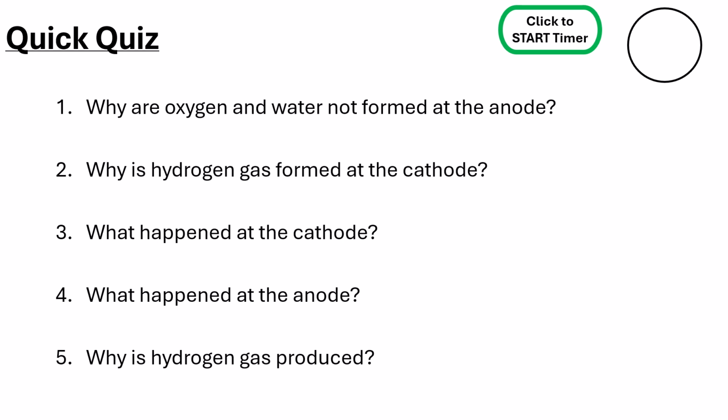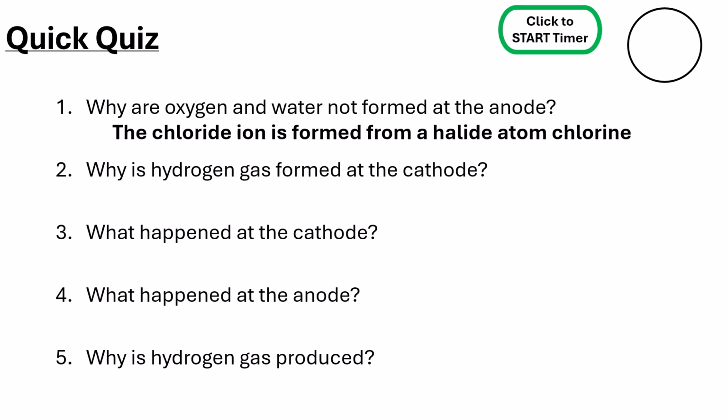Time once again to test your knowledge with a quick quiz. So pause the video now, go through your answers, and then restart when you're ready. So why are oxygen and water not formed at the anode? Well, they're not formed because the chloride ion is there, and the chloride ion means that we will form chlorine gas rather than the oxygen gas.